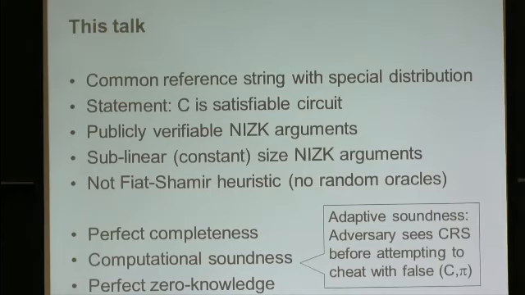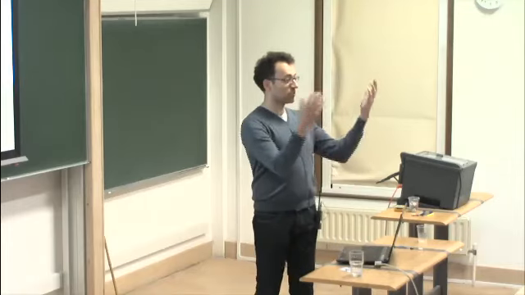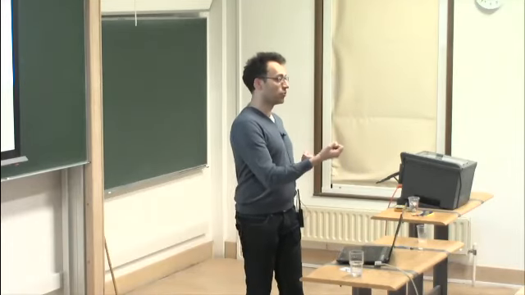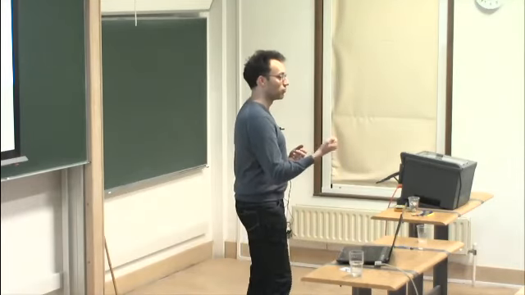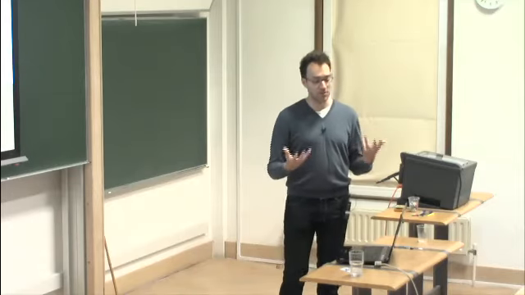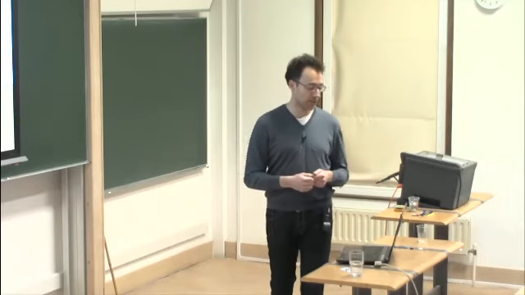And I just want to note that this is adaptive soundness I'm talking about, right? There are two variations of soundness. One is non-adaptive, where the adversary chooses a false statement, an unsatisfiable circuit, without seeing the common reference string. Or there's the adaptive version, where the adversary can first see the common reference string, and then choose the false circuit and try to cheat. Okay, so adaptive soundness is the strongest version, and that's what we're going to get.